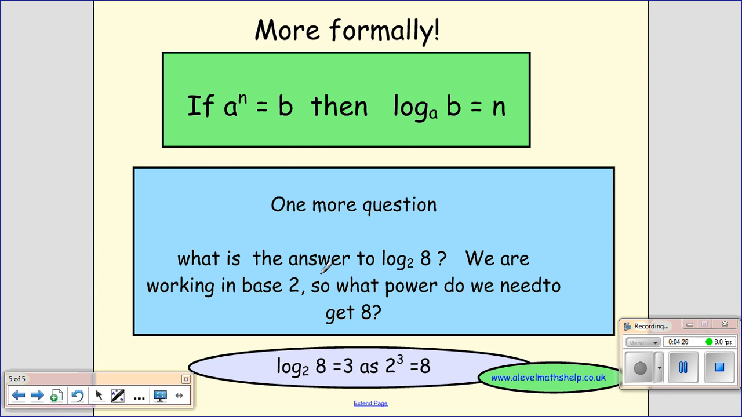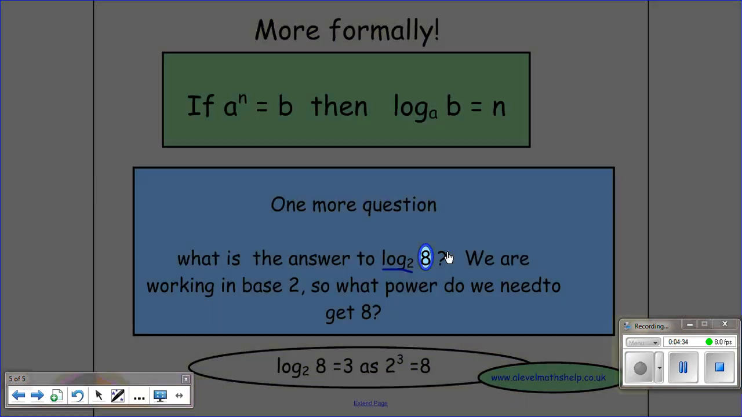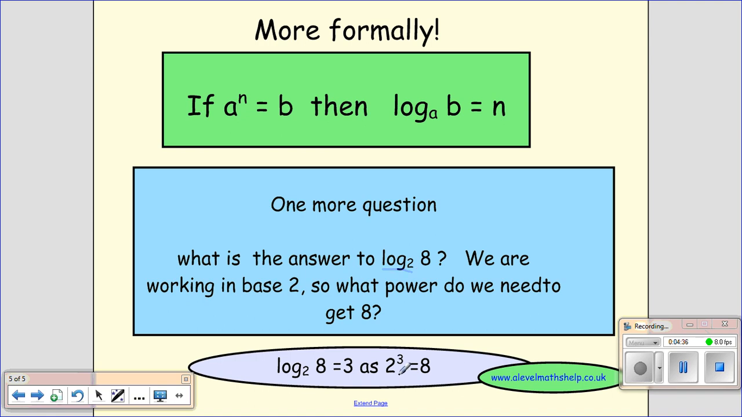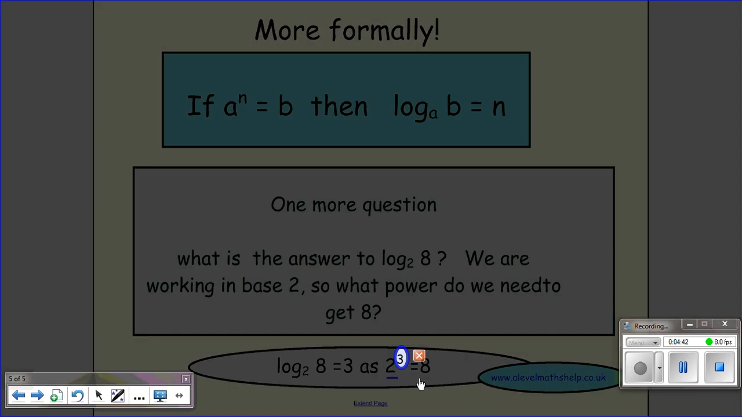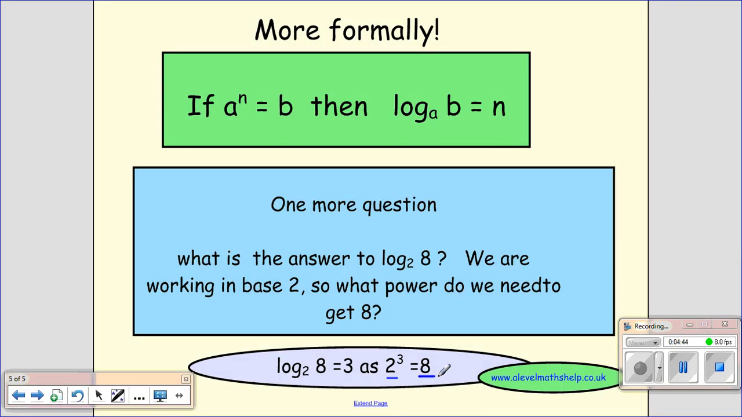What is the answer to log in base 2 of 8? So we're thinking our base is 2, and we're looking for the power that's going to generate 8. So what power of 2 do I need to get 8? The power of 2 to get 8 is 3, because 2 times 2 times 2 gives me 8. So the answer to log base 2 of 8 equals 3. So the power in base 2 to give me 8 is 3.